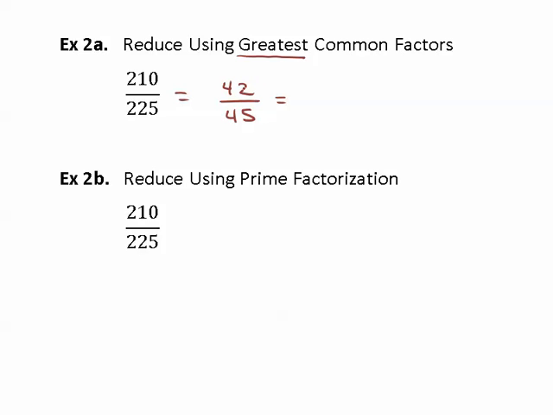And I just happen to know that both 42 and 45 are divisible by 3, so I'm going to divide both by 3. 42 divided by 3 is going to give me, I believe that's 14. And then 45 divided by 3 is going to give me 15. So I reduced it and I got 14 over 15. So if you found a larger number that divides evenly into 210 and 225, that would have given you the answer a little more quickly. But it took me 2 steps, but I finally got there. So let's go ahead and look at the prime factorization method.